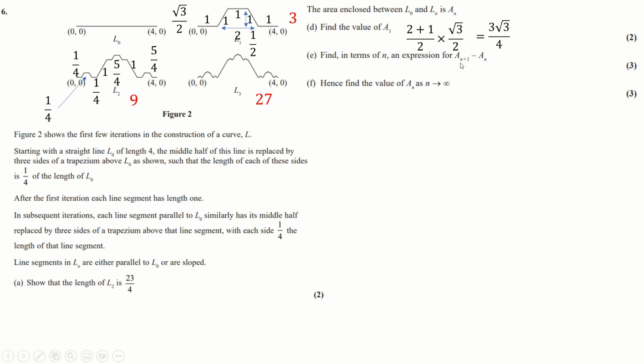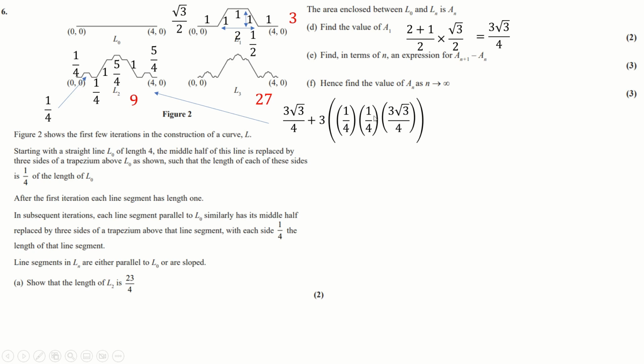Now what happens when you do An plus 1 minus An? So let's think about what happens when you do L2 minus L1. This original trapezium that we just worked out is going to cancel out, right? Because L1 fits underneath L2, and all that's going to be left is this little trapezium, and this little trapezium. The entire area of this is the original trapezium we just worked out, plus 3 lots, that's where this 3 is, 3 lots of a quarter times that original area.